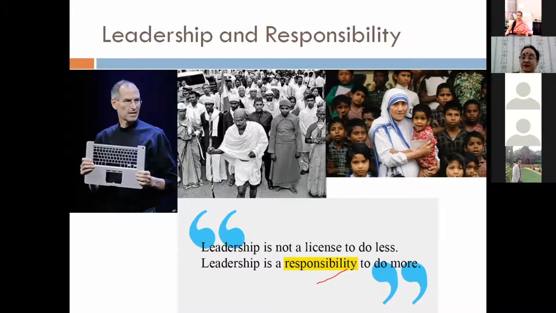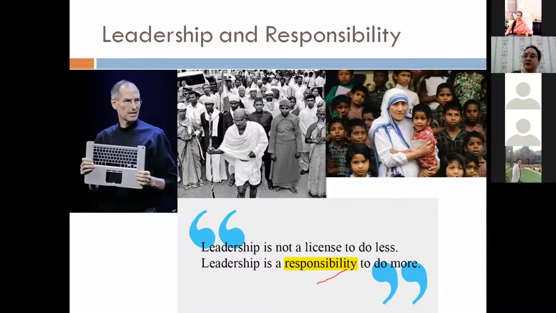Now, leadership is not a license to do less. If I am the principal of a school, that doesn't mean that I am the one who will delegate everything to the others and my job is done. No, it is that I have taken this role because it is a responsibility to do more. I am all the time wanting, what could I bring into the school which could help my teachers, and how can I enhance my teachers' skills? What topic should I take up to train my teachers? What is the need-based training that I need for my people?